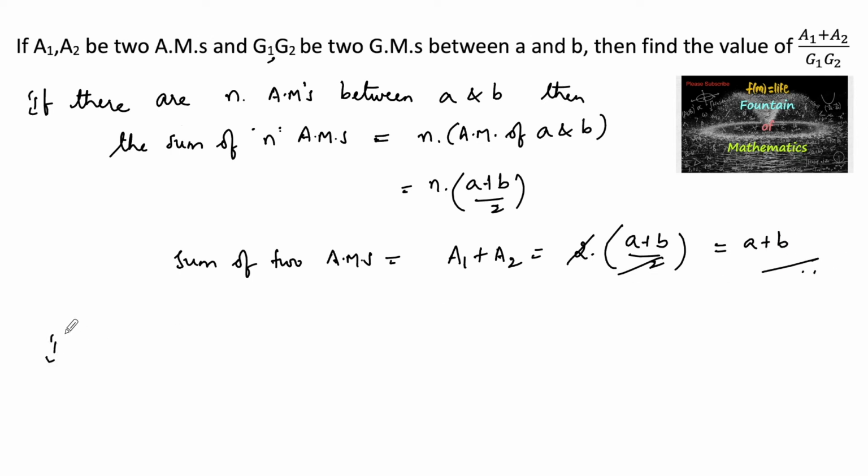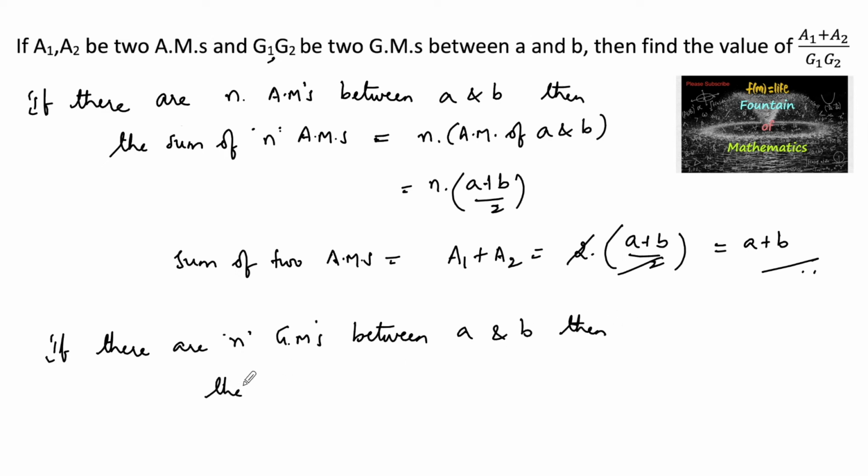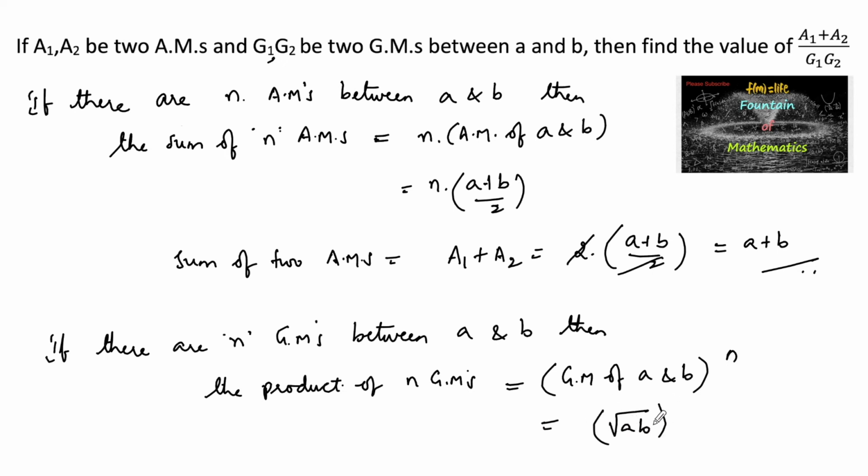Similarly, we know that if there are n geometric means between two given numbers a and b, then the product of n geometric means is equal to the nth power of the geometric mean of the first and last number, that is a and b. Geometric mean of a and b to the power n, that is root of ab whole to the power n.